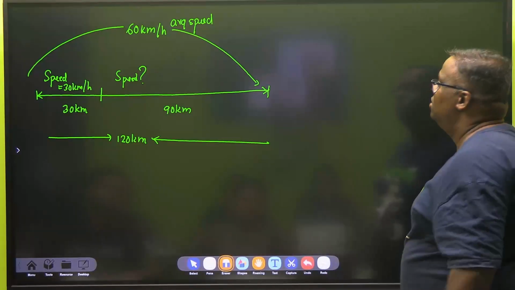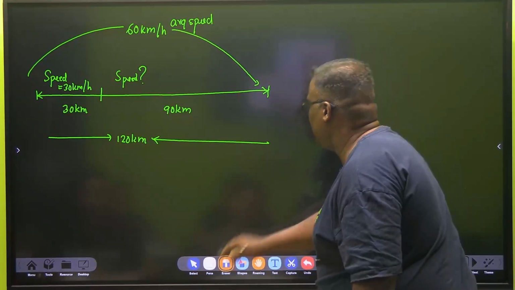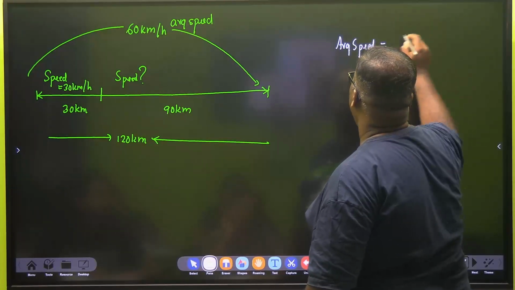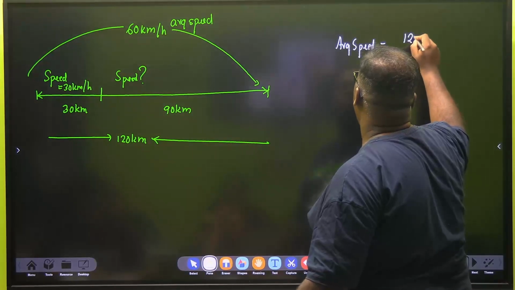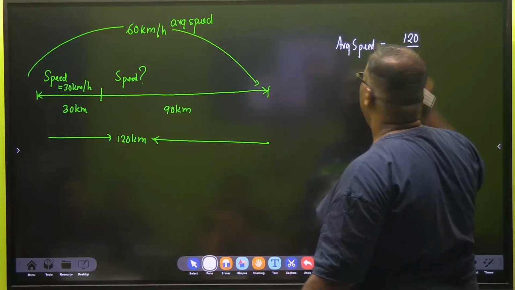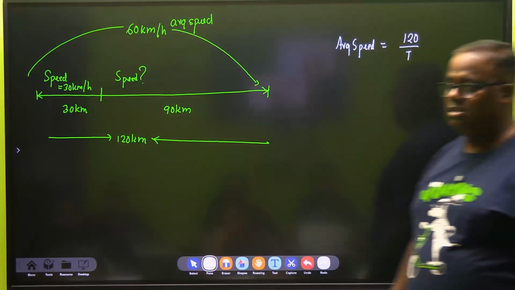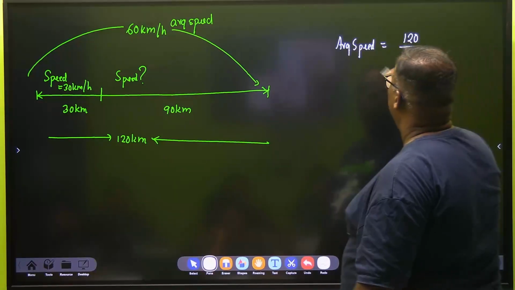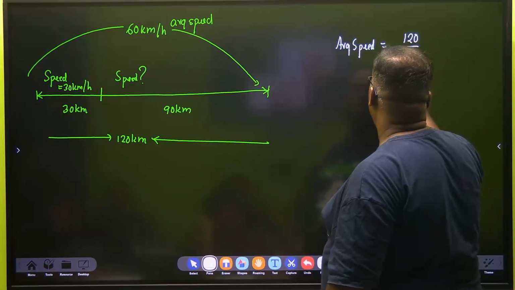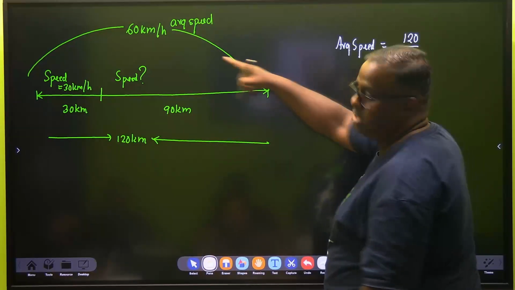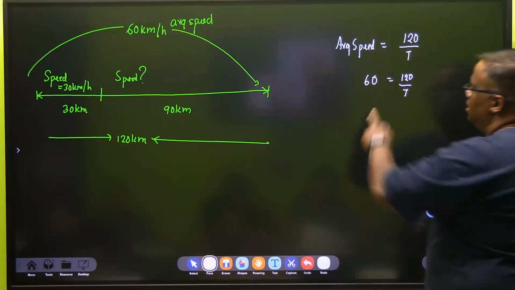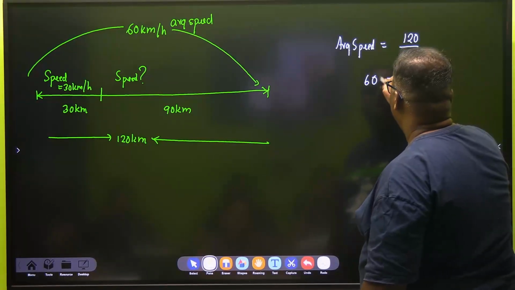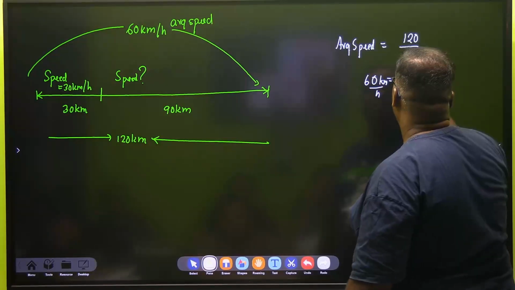So what is average speed equal to? Average speed is equal to total distance traveled. How much of the distance have you traveled? 120. Total time taken. You don't know the total time taken. You just spent 1 hour till here. You don't know the time out here. We don't know. But this 120 by T must be equal to 60. Agreed? This is kilometer per hour and this is kilometer.